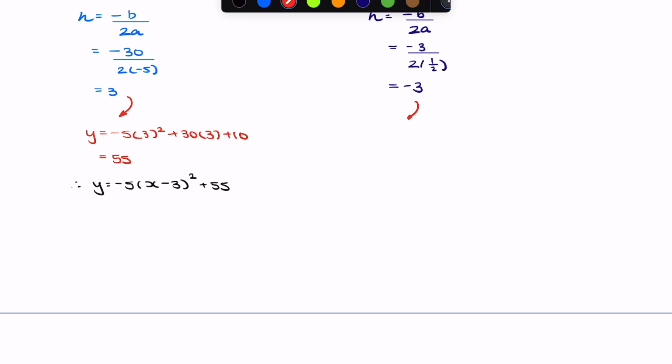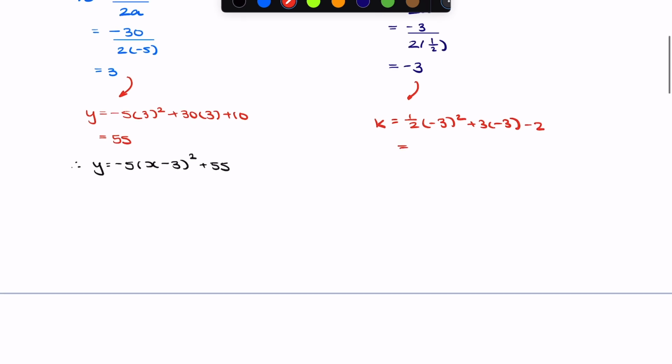So here we have y is equal to 1 over 2. We can either write it as y or we can write it as k. Let's write it as k value here. So 1 over 2 times negative 3 squared plus 3 times negative 3 minus 2. Here we'll get 9 over 2 minus 9 minus 2. So it'll be 9 over 2 minus 11, which is equal to negative 13 over 2.